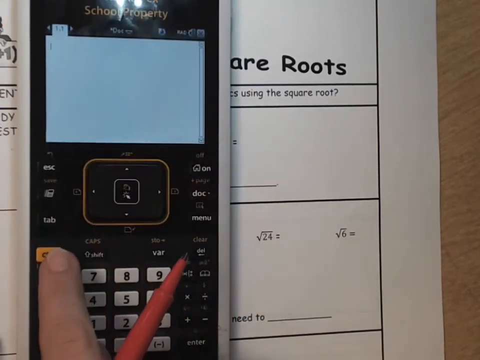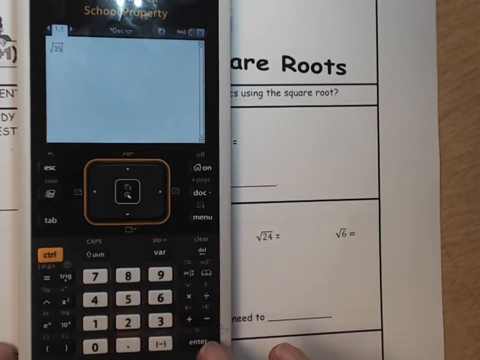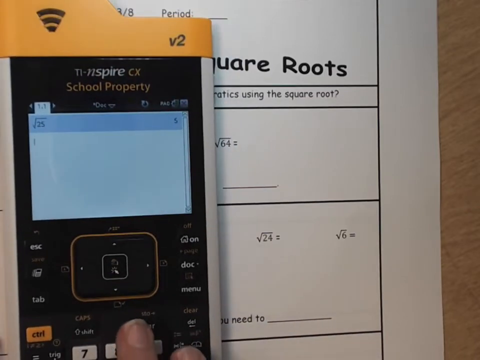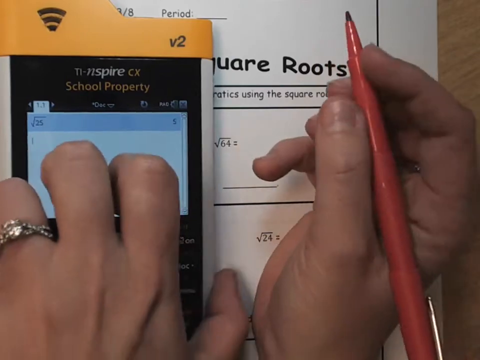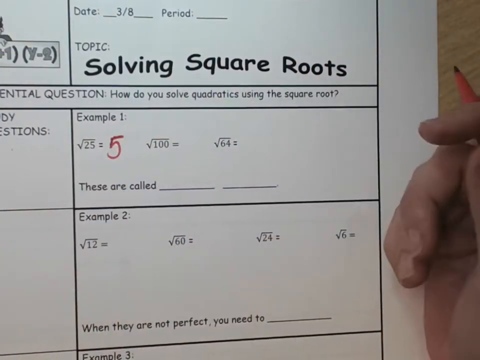You're going to pick the Control button, which is right here, and right above the x squared, it looks like a little check mark, that is the square root. You're going to put your number in, and you're going to push Enter. So the square root of 25 is 5, because 5 times 5 is 25.